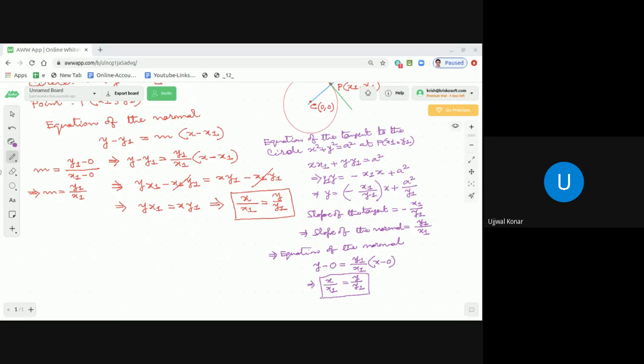I hope it is well understood, dear students. Very importantly, remember this statement: the normal to a circle always passes through its center. Always remember that the normal to a circle passes through its center. Let me write it down as well. Normal to a circle. Let me write it in a different color.